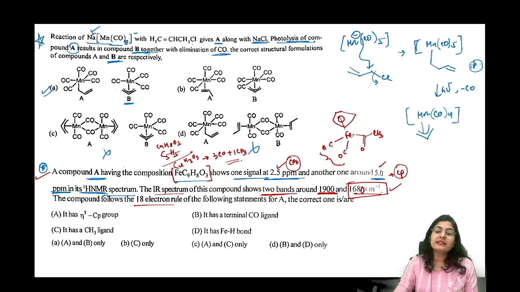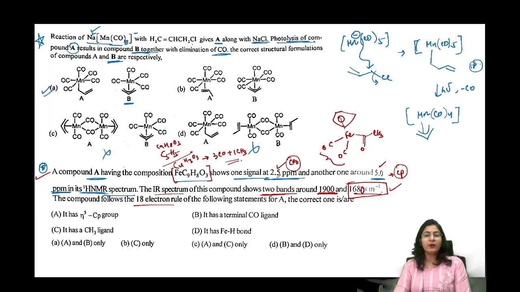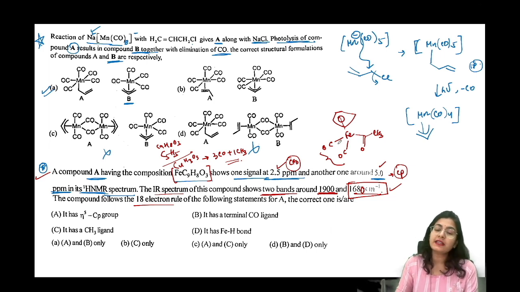Alright, as well as the proton NMR also confirms that the 5.0 is for the Cp, and the methyl is connected to the acyl group and that's why it is 2.5. Okay, if it were directly connected to the metal, it should have been a negative value. Okay, so this is the correct structure.